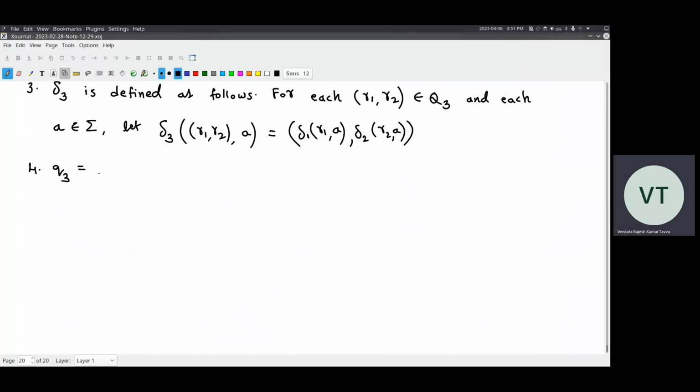Okay, all right. What is the start state of the combined machine in terms of first two machines? Q1, Q2. You just combine the start state from the first machine and start state from the second machine, form an ordered pair. That will be the start state of the combined machine. Okay, and what will be the final states? F1 cross F2.